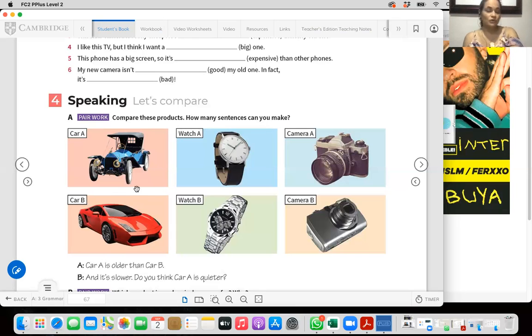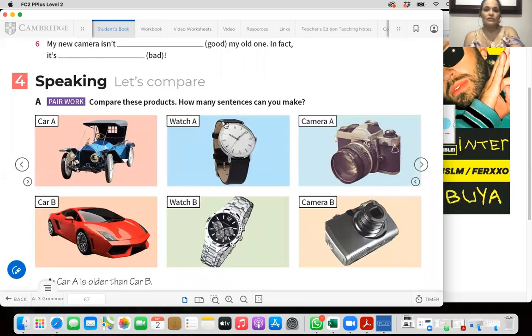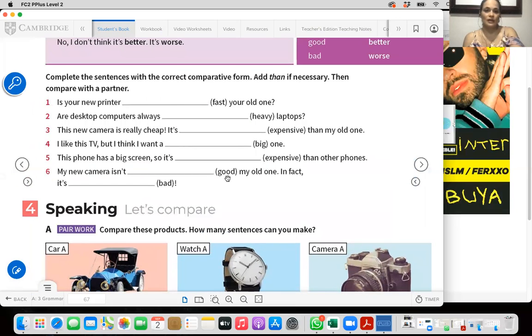What you're going to do is exactly the same. You're going to do this on your notebook or on a Word document. Make 2 sentences for each pair. That means 2, 4, 6 sentences total for this. Do this part and do the workbook pages 49 to 51. That homework is for Wednesday and Thursday.